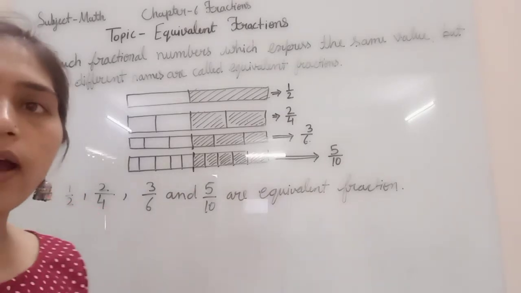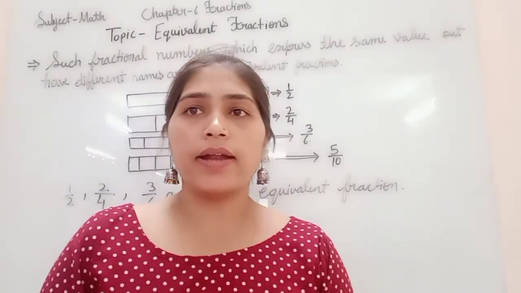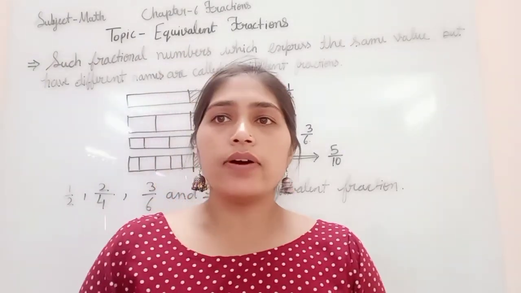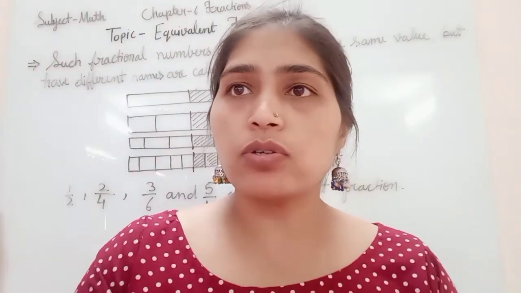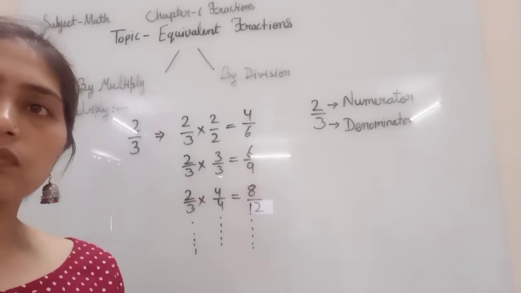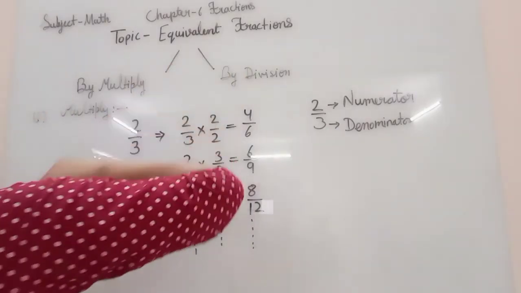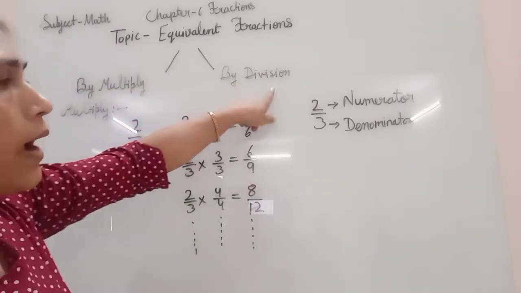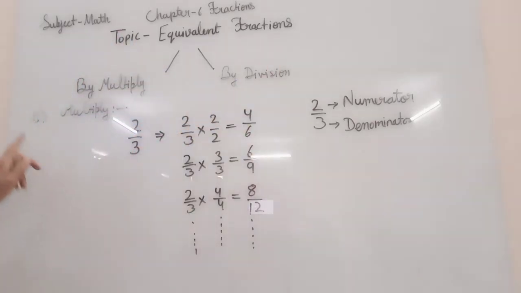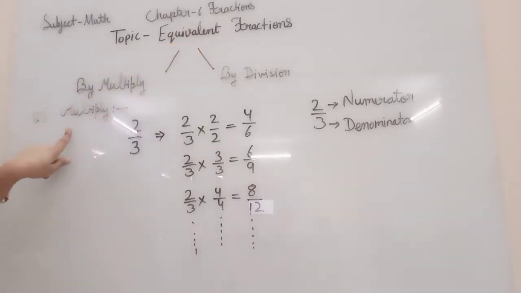So how can we find equivalent fractions? There are two ways to find equivalent fractions: first by multiplication and the second by division. So let's take one example. What are the two ways? The first is multiplication and the second method is division. First we see how to get equivalent fractions through multiplication. I am taking one example here.